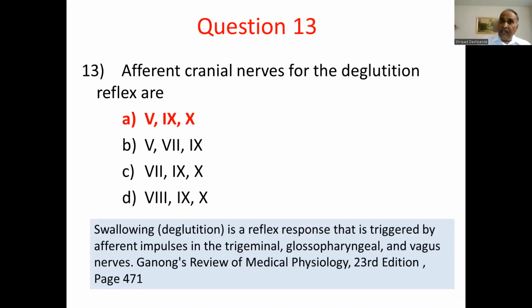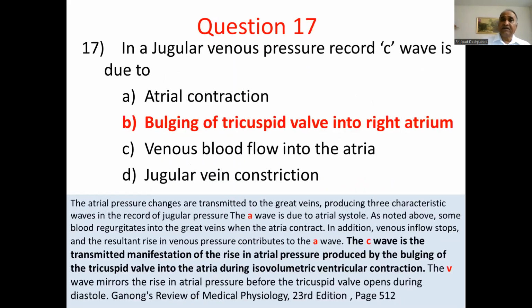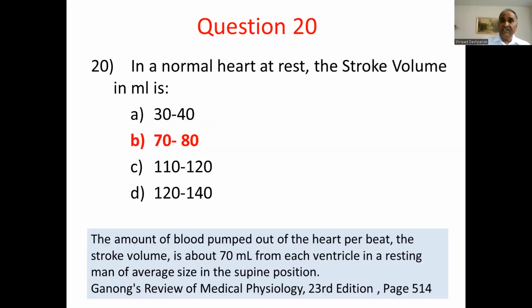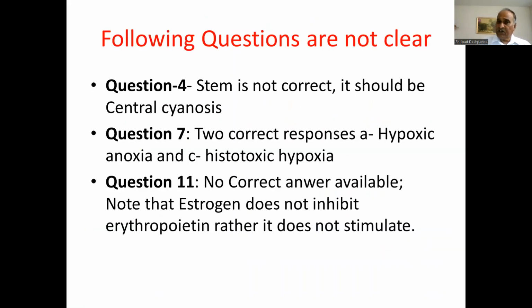So now, to end up, I have just summarized them here in my last slide. Question number 4, stem is not correct. It should be central cyanosis. Question number 7, 2 correct responses, hypoxic hypoxia and histotoxic hypoxia. Both are correct. Question number 11, no correct answer is available. Note that estrogen does not inhibit erythropoietin, rather it does not stimulate.